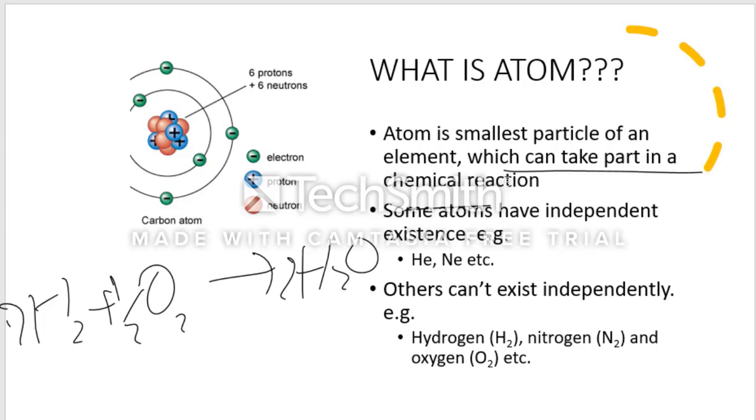Some atoms have independent existence. For example, helium and neon don't form any bond with other atoms, and they can exist independently, with no relation with their neighbors. Other atoms cannot exist independently, for example, hydrogen and nitrogen. Hydrogen cannot exist singly in H form. It always lives by forming a bond with another atom of the same type. For example, hydrogen combines with another hydrogen atom and forms the H2 molecule.